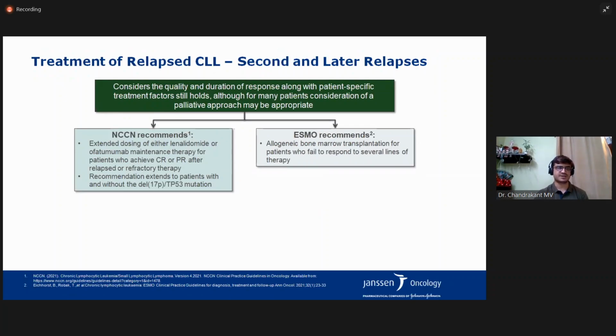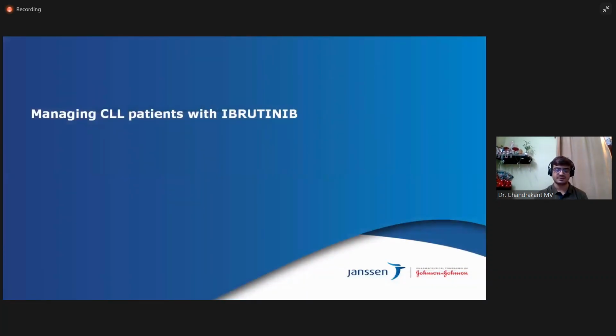So extended dosing of either LEN or ofatumumab maintenance therapy for patients who achieve CR or PR after relapse refractory disease. The recommendation extends to patients with or without p53 mutation. Allogeneic bone marrow transplant for patients who fail to respond to several lines is also there. But transplanting still is not easy because the relapse rates are higher and we need to get the disease under control. So we reserve it for young patients who have high-risk cytogenetics or are heavily pretreated.